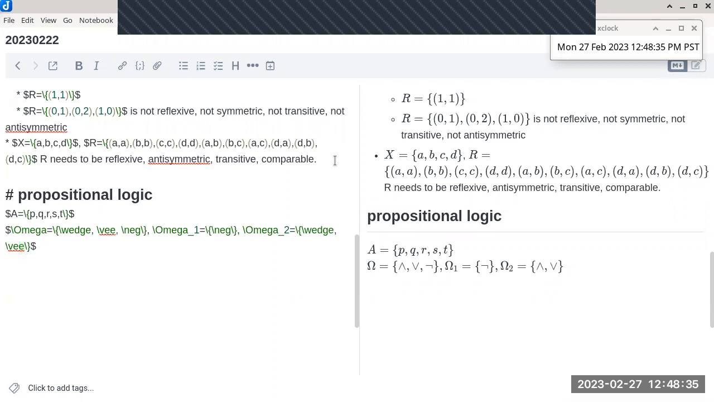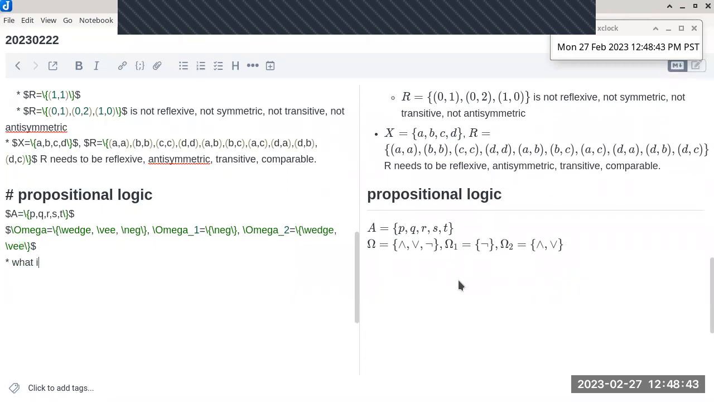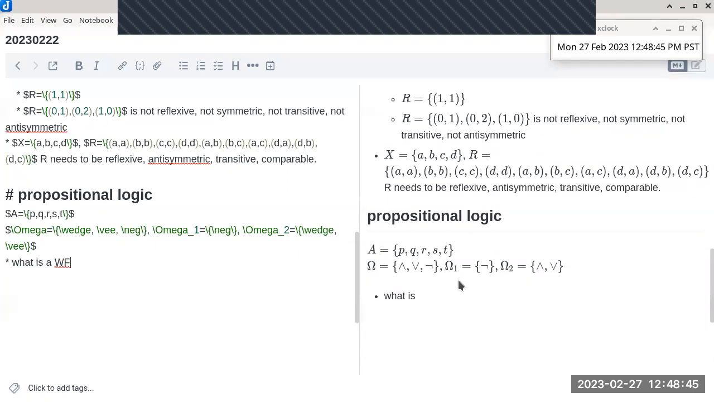So the question is, what is well-formed? Okay. So we'll start with the question. What is a well-formed formula? That's the question. So we'll start with the ones that by definition have to be well-formed. So can someone tell me what expression has to be well-formed? This is the non-recursive definition of a WFF.